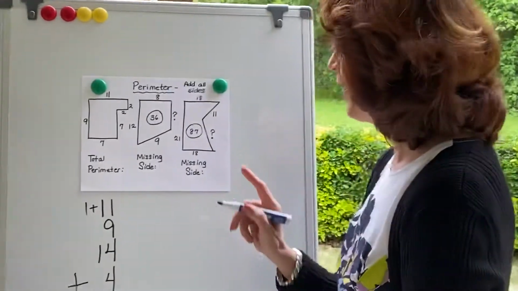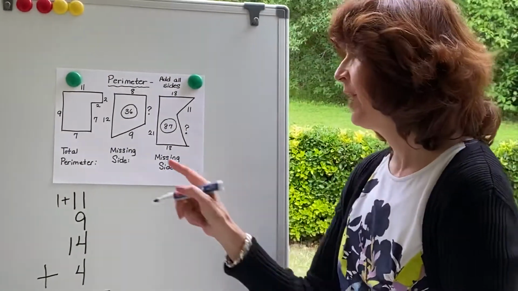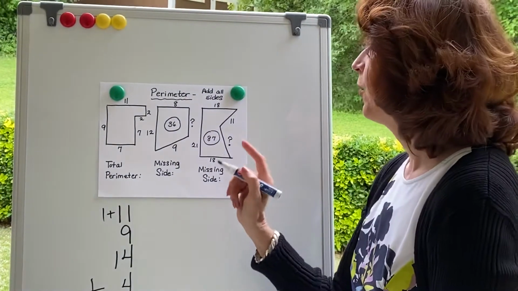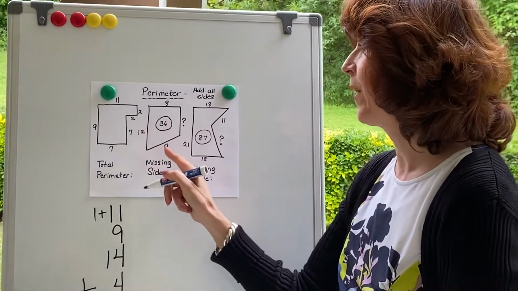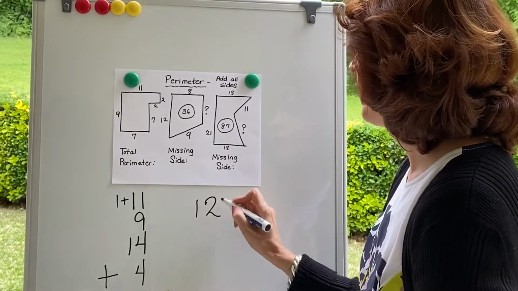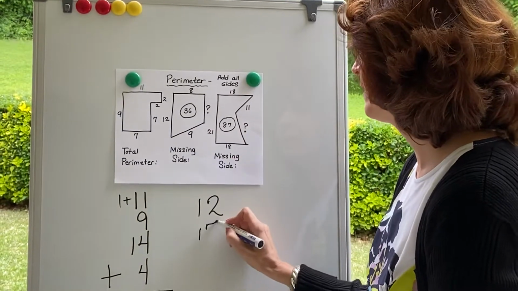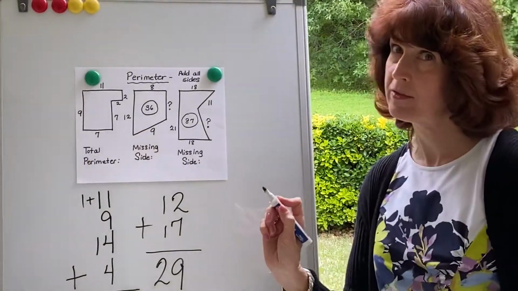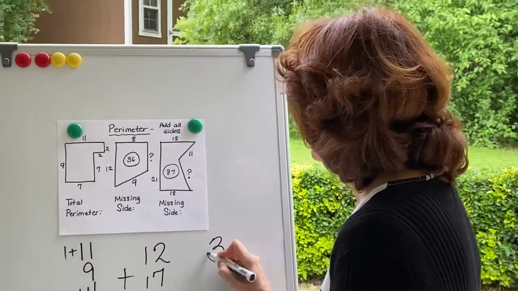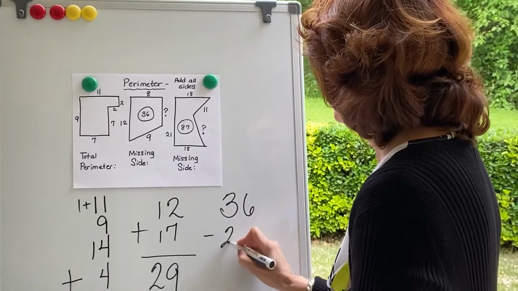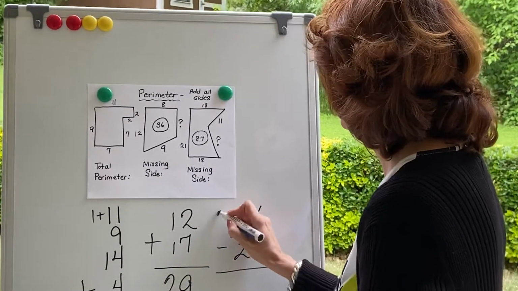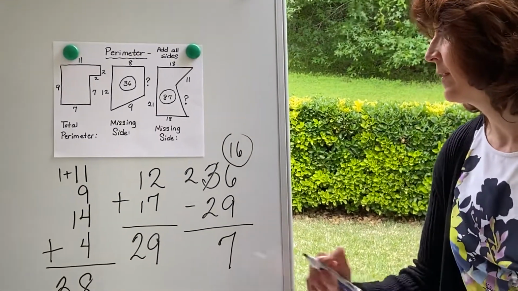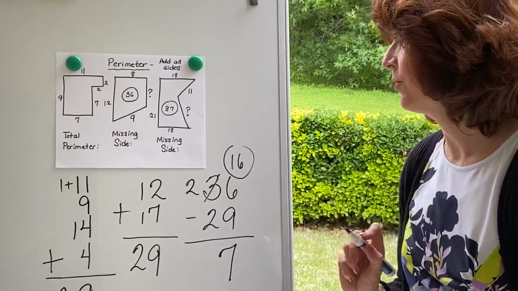Well, boys and girls, the next one is a little harder. They want the missing side. We've done that before as well. Well, the first thing you need to do is add up your 8, 12, and 9. 12, 8 and 9 is 17. Adding 29. Oh, that's not your answer. Now we have to subtract. 36, take away 29, regroup. 16 take away 9 is 7, and 7 is your total answer.